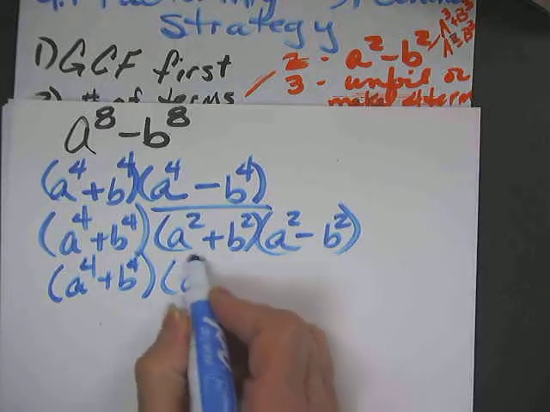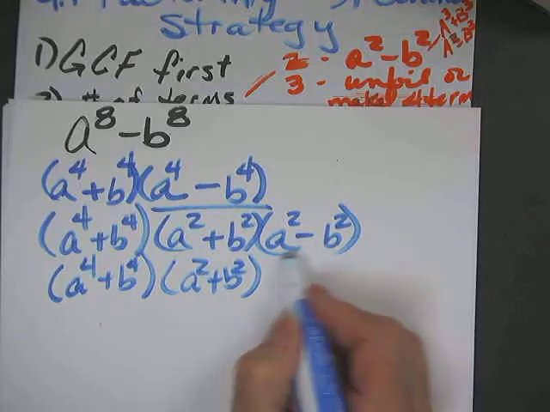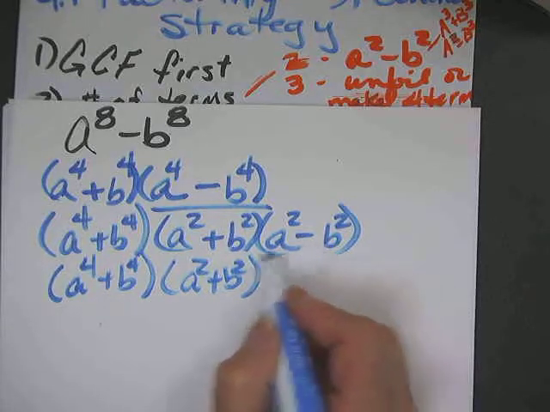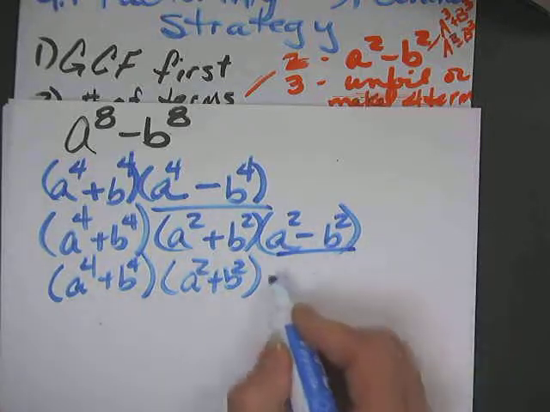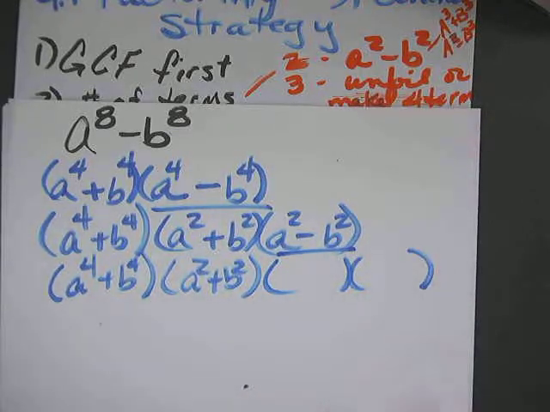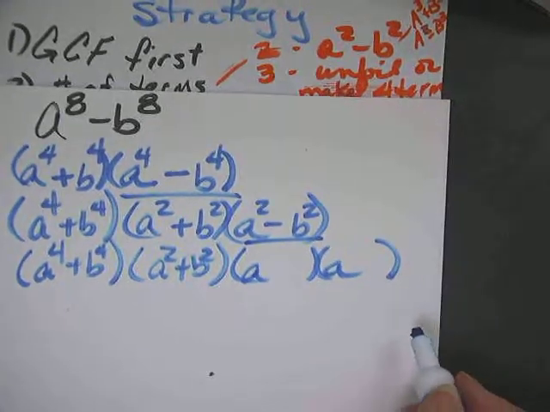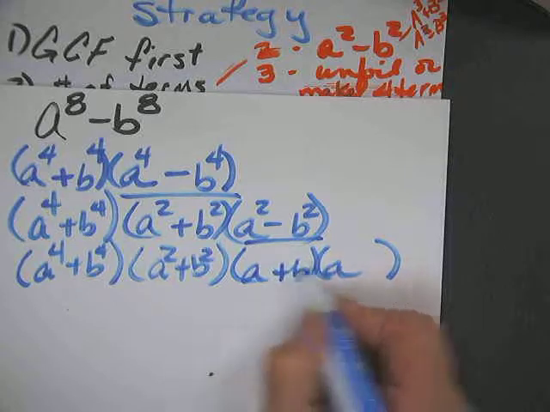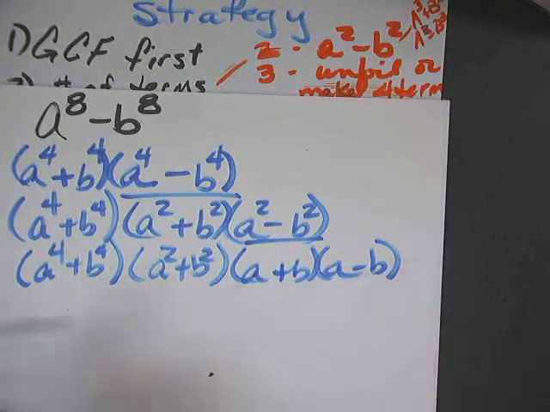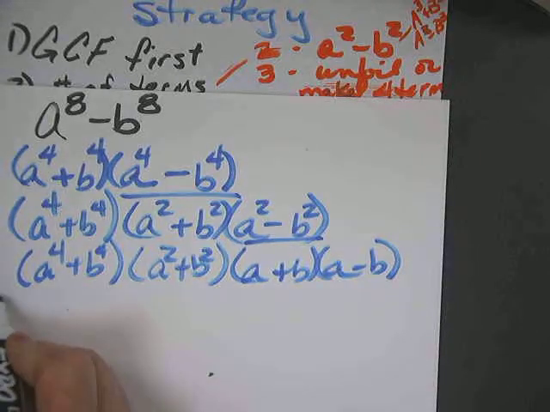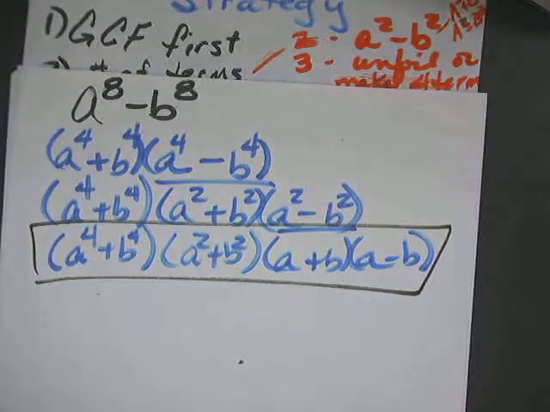Okay, this is a difference of squares. So what is the exponent? Half of 4. Plus and minus. Okay, so these two will not factor, see? What do we got here?